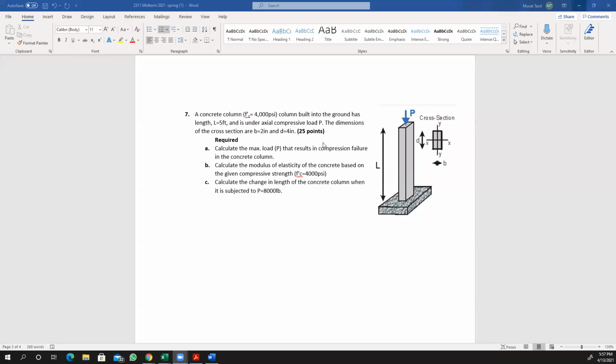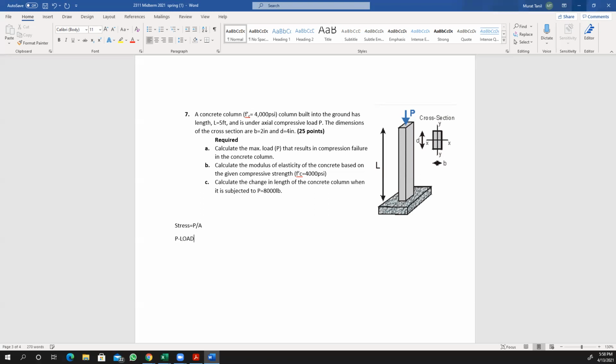Let's continue. The dimension of the cross section B is the base is 2 inch and D depth is 4 inch. First, you need to calculate the maximum load that results in compression failure in the concrete column. What is the equation that you need to use? It's force over area. Perfect. So the equation that we were going to use was stress, P over A.